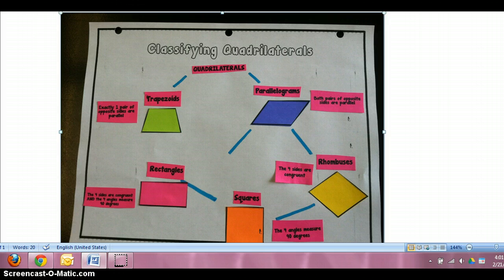Not everything in the world is a square anymore. Just because it's 4 sides does not mean it's a square. All of these shapes have 4 sides. So if you're asked what a 4-sided figure is called, it's a quadrilateral.